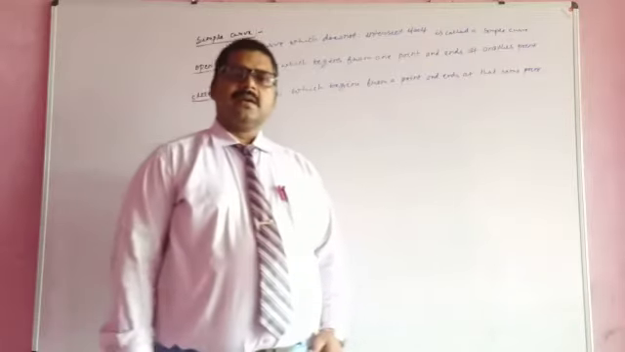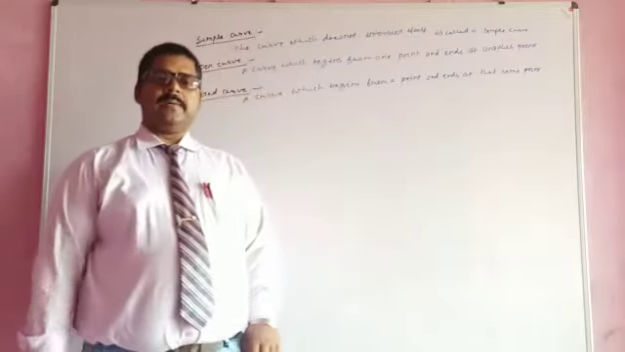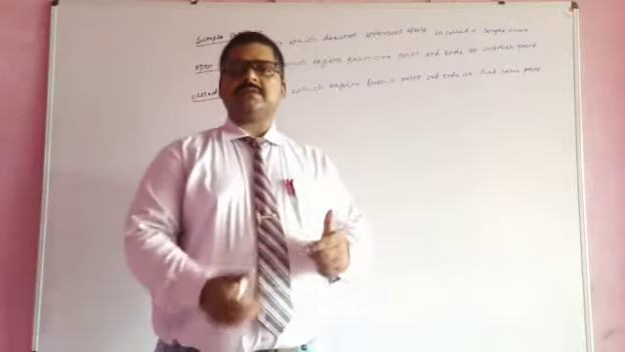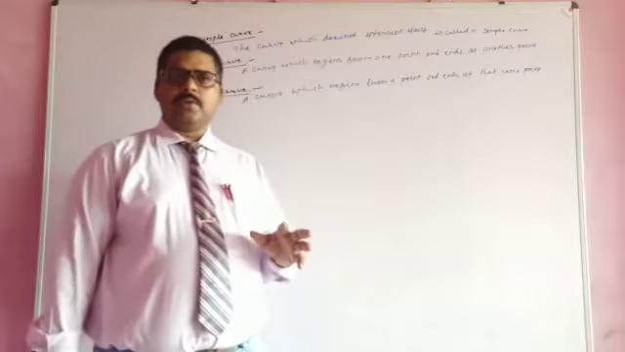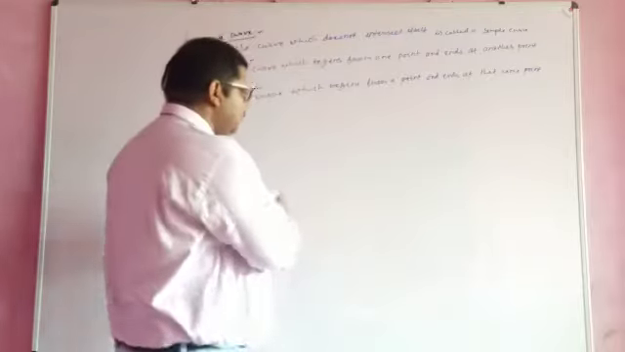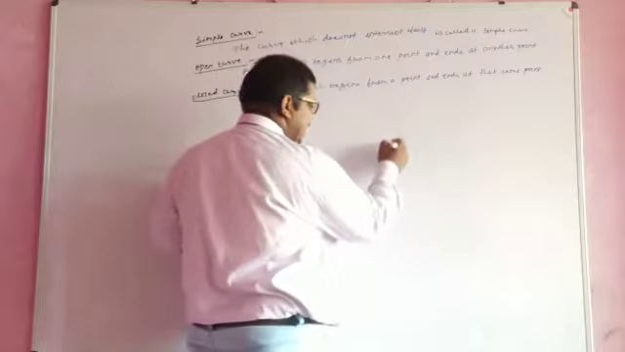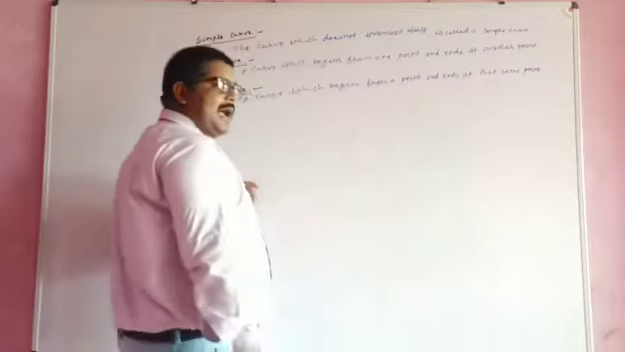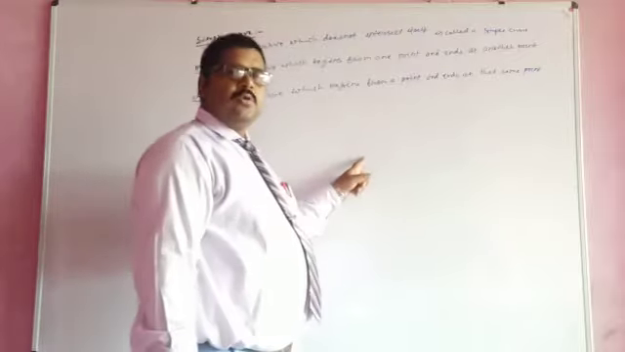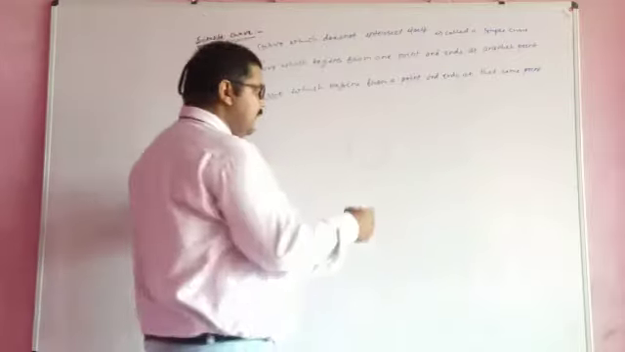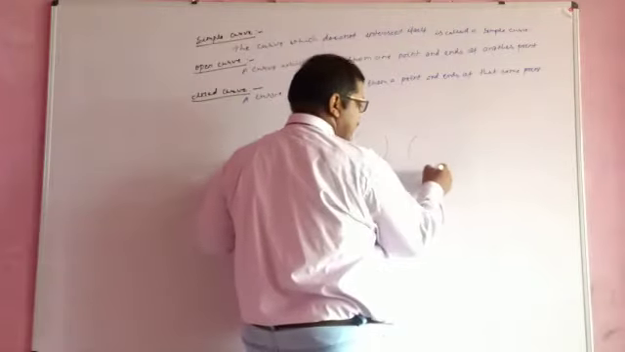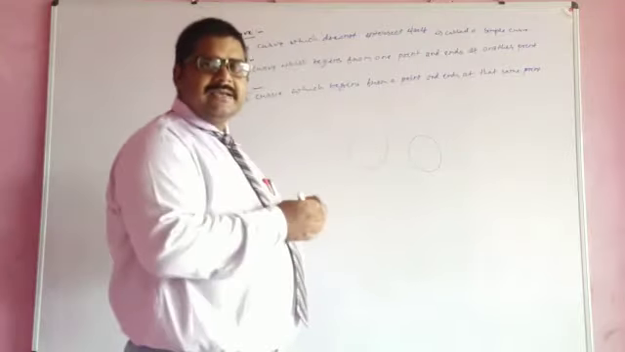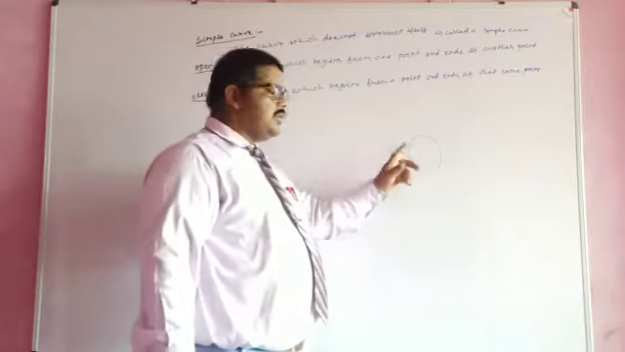My dear students, last day I taught you about simple and closed figures. Again, you just have to revise simple and closed figures. Such a figure whose starting point or initial point and final point are different is known as an open figure, and such a figure whose starting and end point is the same, not distinct, is known as a closed figure.